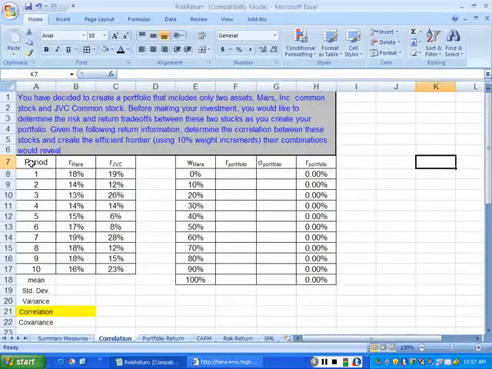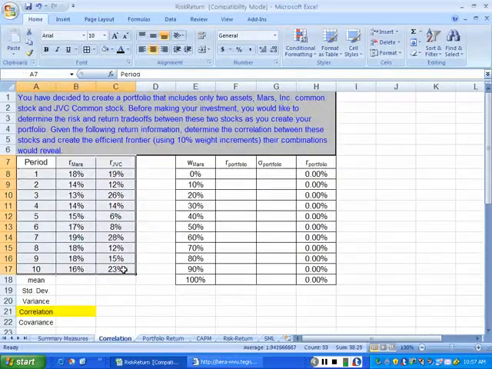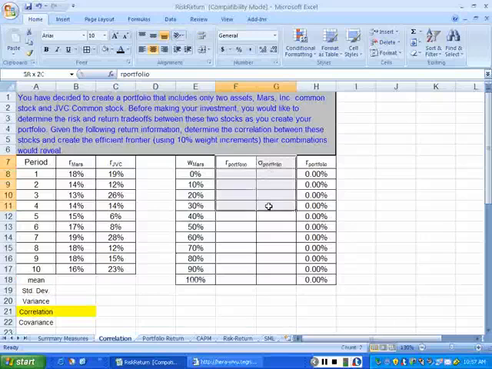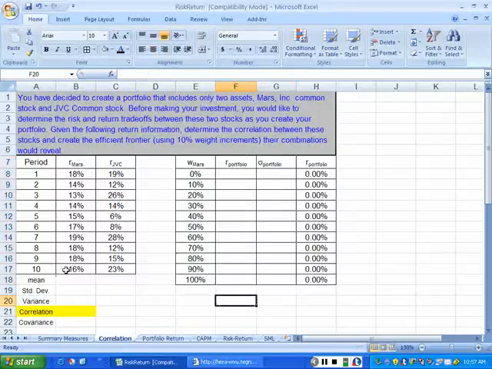Given the following return information provided for each of these, what we want to do is determine the correlation between these two stocks and then look at what the efficient frontier would look like. Here we've done it for just 10% weighted differences in each of these, and seeing what that tells us about the return and the risk of the portfolio overall.